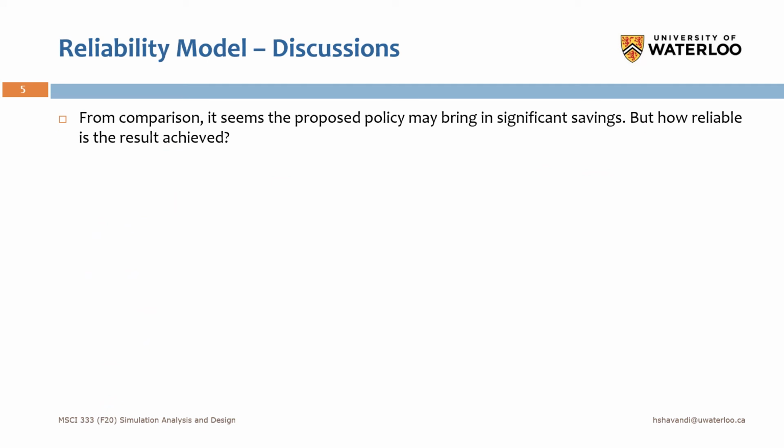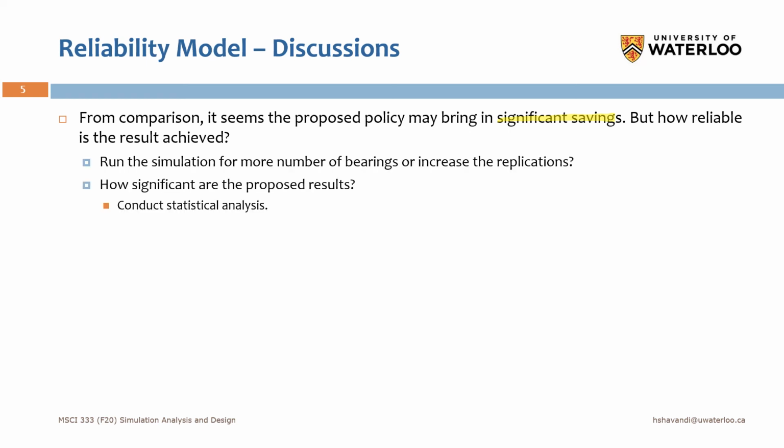So as a discussion here, we saw that the proposed policy seems to have a significant impact on the cost, so it will bring us a significant saving, right? But how reliable are the results achieved? In order to be more confident in the results, we need to increase the number of bearings, or we can increase the number of replications, right, in order to decrease the impact of randomness.